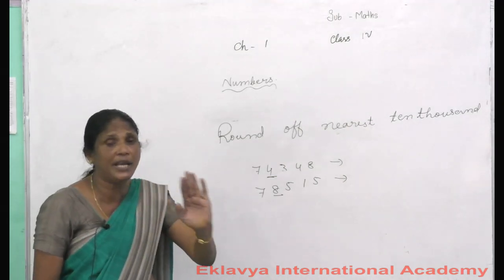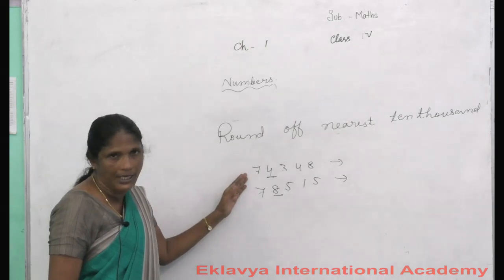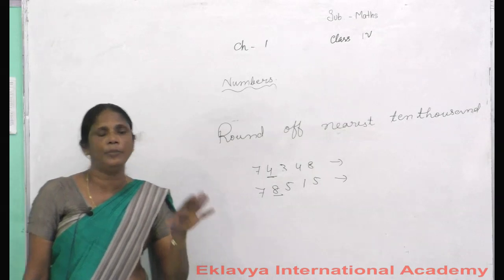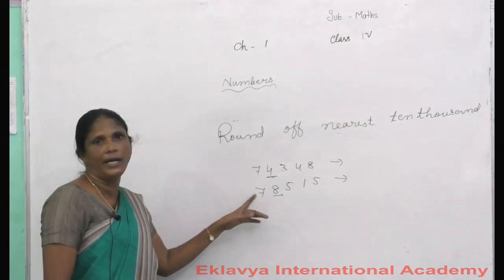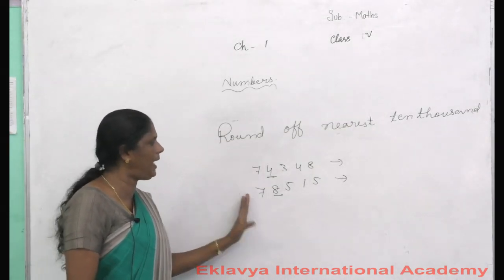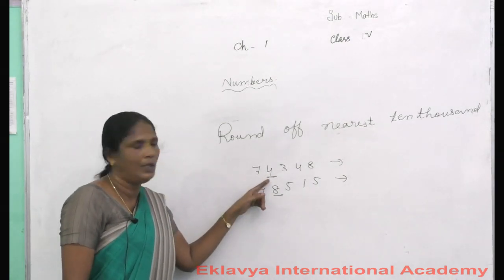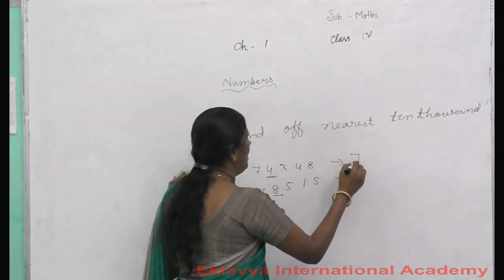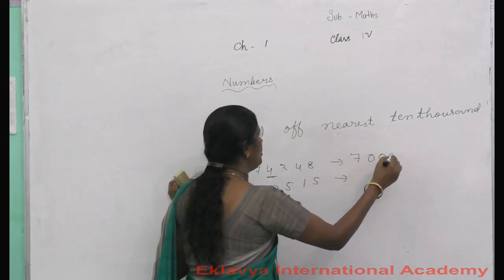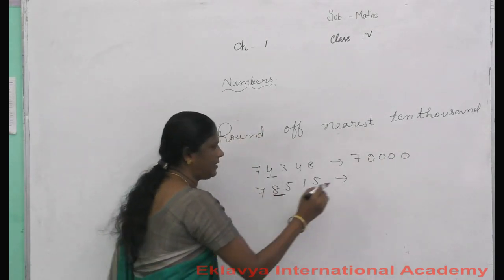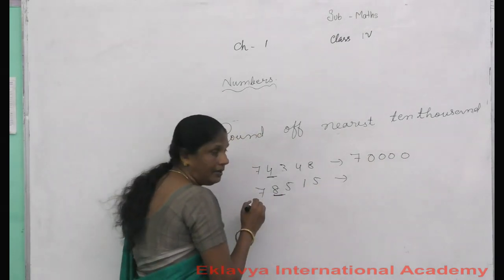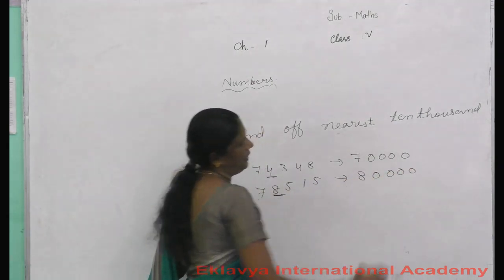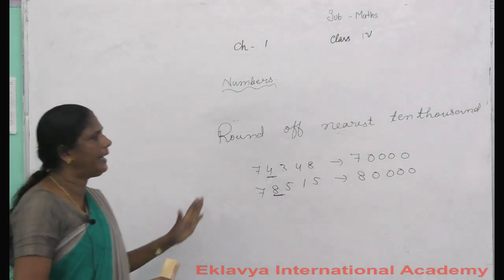There is no change in the 10,000 place. If 5, 6, 7, 8, 9 come in the 1000 place, 1 is added in the 10,000 place. Which digit is coming here in the 1000 place? 4. 4 comes in the 1000 place. There is no change. 7, 0, 0, 0, 0. Here 8. Then we add 1 in the 10,000 place. 8, 0, 0, 0, 0. This is the rounding of 10,000.